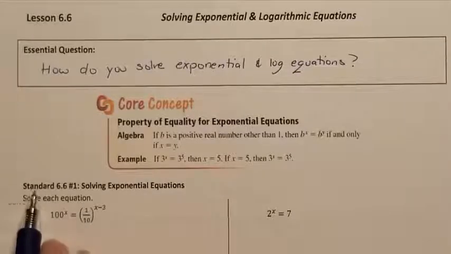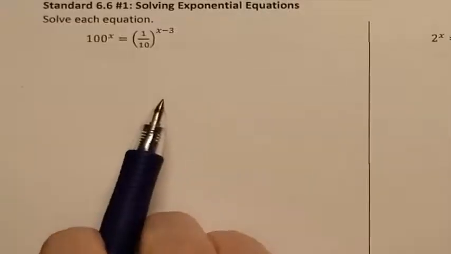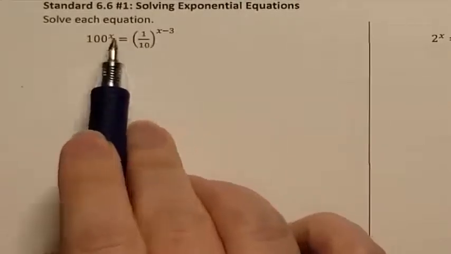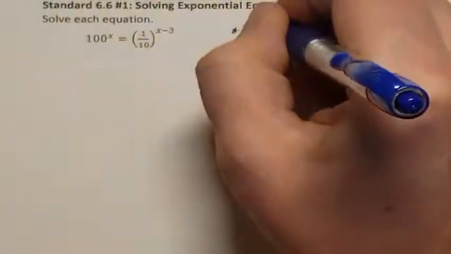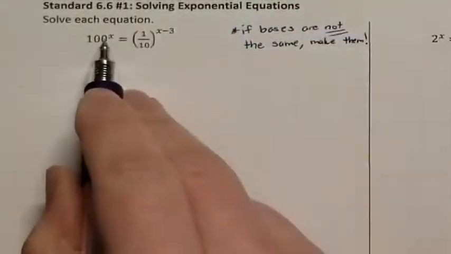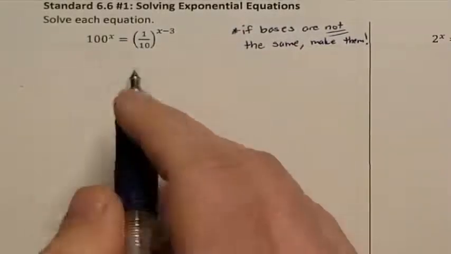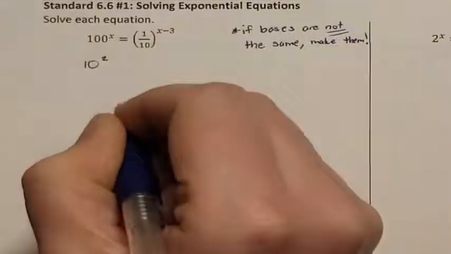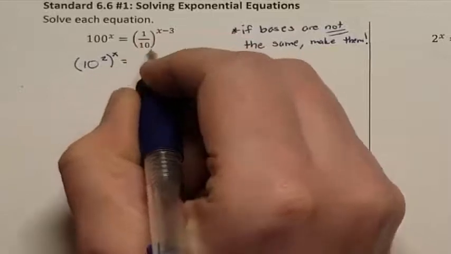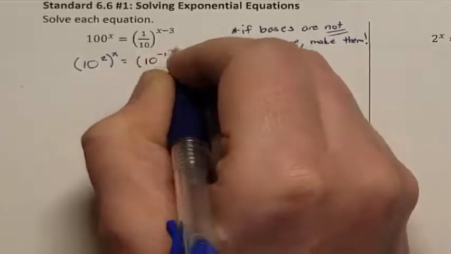So let's go ahead and look at Standard 6.6, number 1, Solving Exponential Equations. For our first problem, the first thing you need to know is that if the bases are not the same, you need to make them the same. So I know 100 and 10 both can be bases of 10. So I can rewrite 100 as 10 to the second power. So there is my 100, and it's originally to the x power.